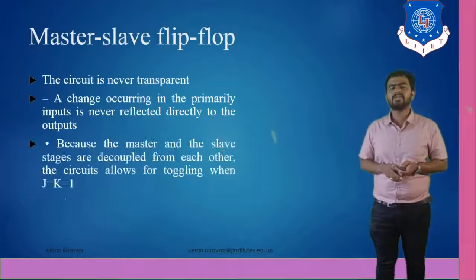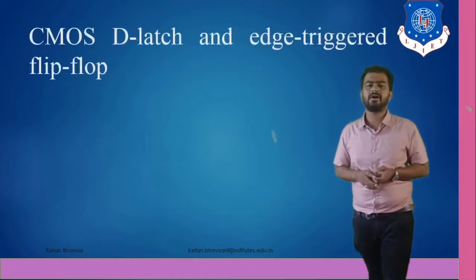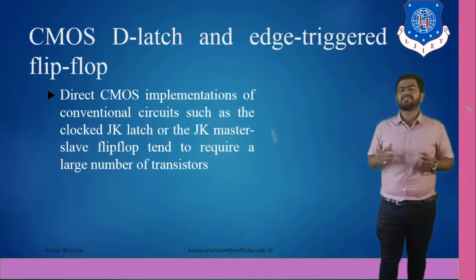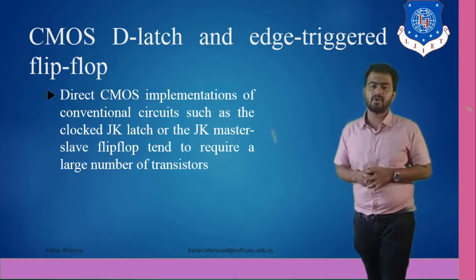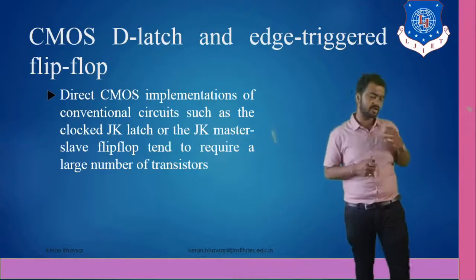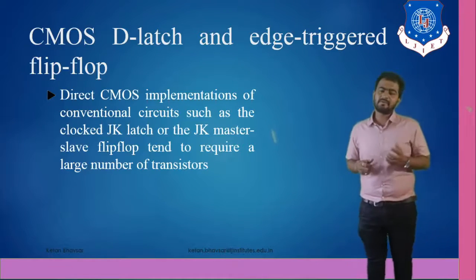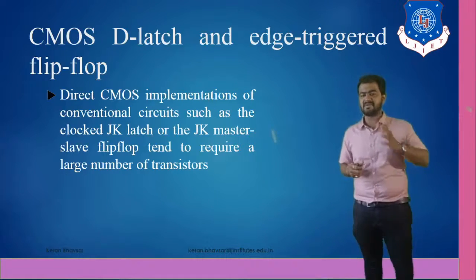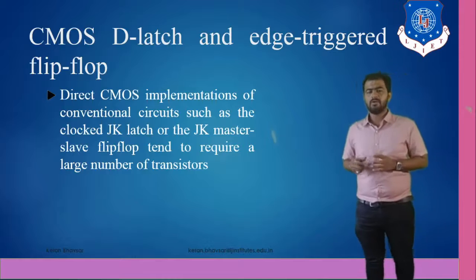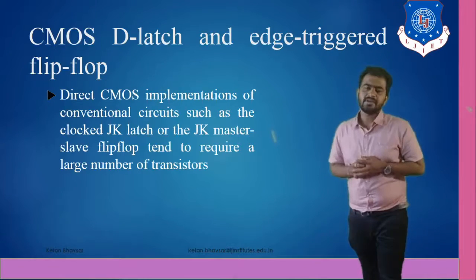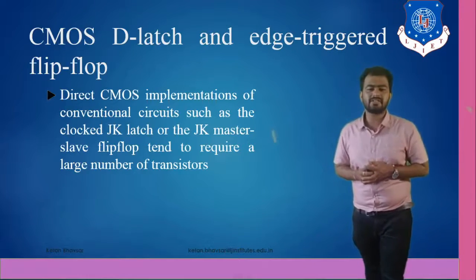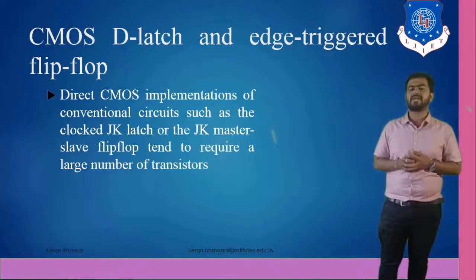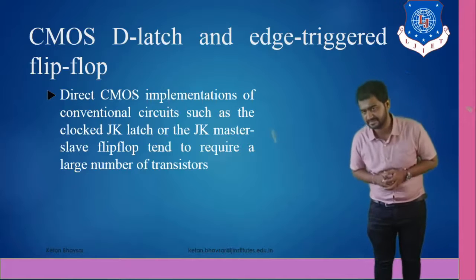Okay, so now we move to the next, and next we're talking about a CMOS based D edge in terms of the edge triggering flip flop. So as you already know, we work on the D edge and we work on the D flip flop. See, the D flip flop has only one input terminal that is used for designing the memory element too. Now we work on the D edge. Direct CMOS implementation of conventional circuits such as a clocked JK latch or the JK master slave flip flop tends to require a large number of transistors.